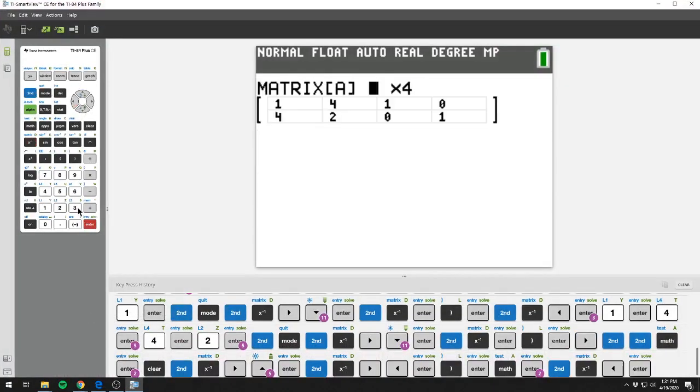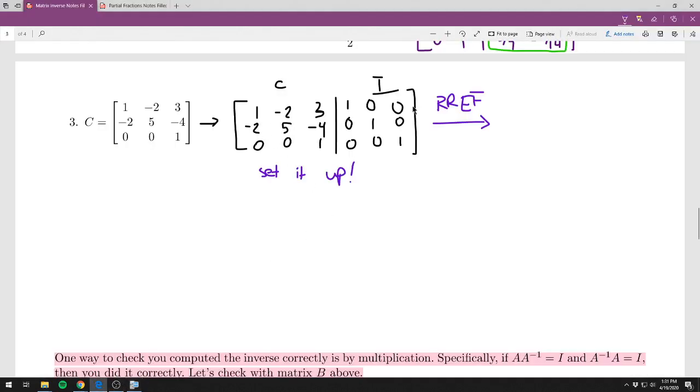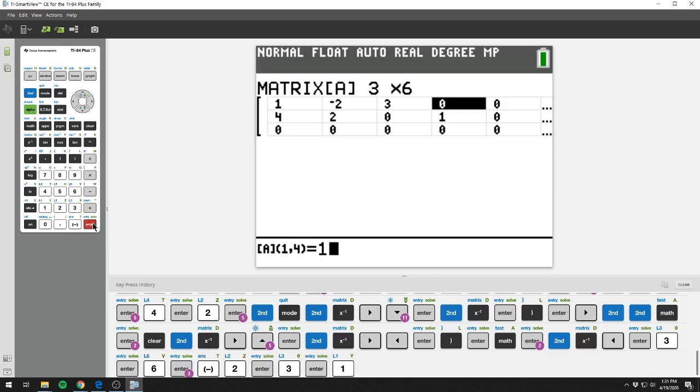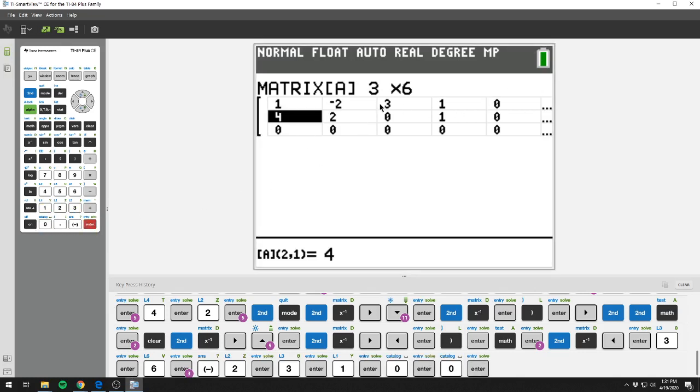This is a 3x6 matrix. It has 3 rows, but it has 6 columns. The first row is 1, -2, 3, 1, 0, 0. That's a very big matrix, so you can't even see all the columns at once. Make sure you're careful in typing it in.